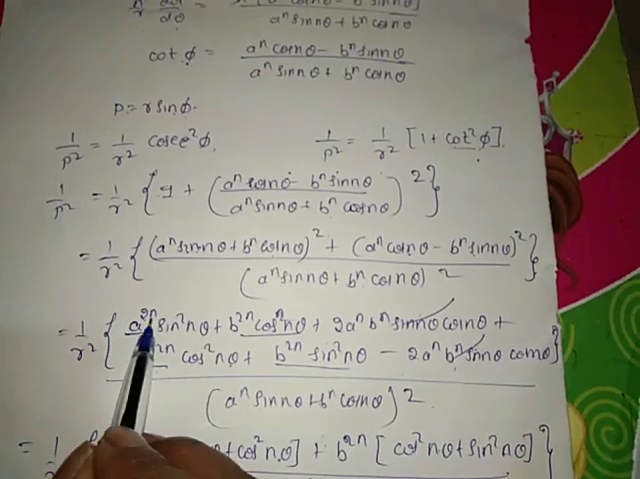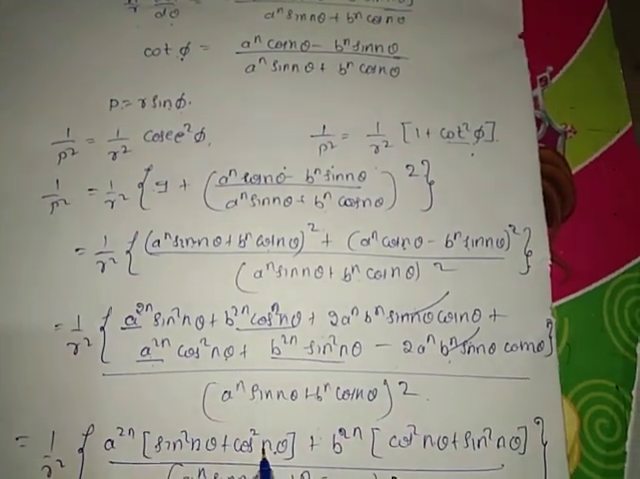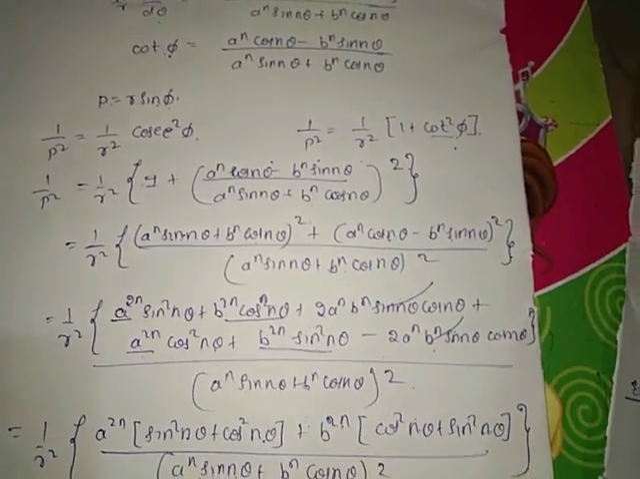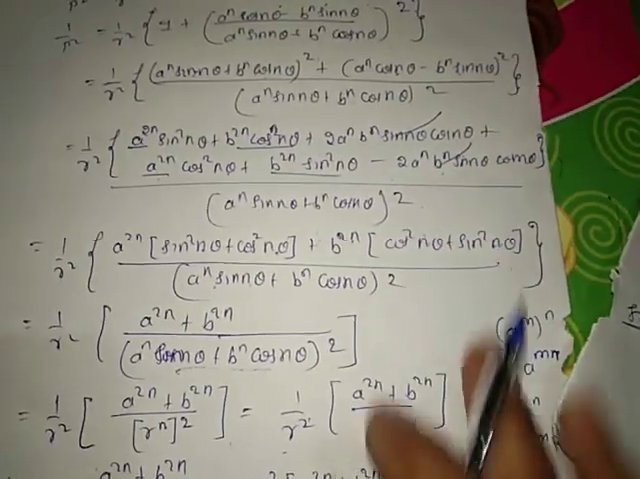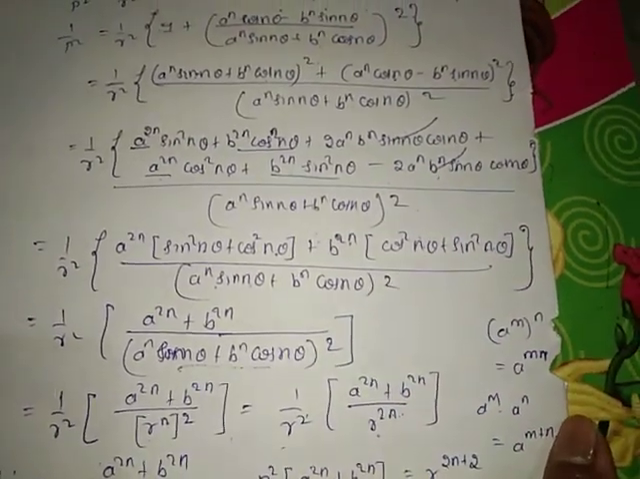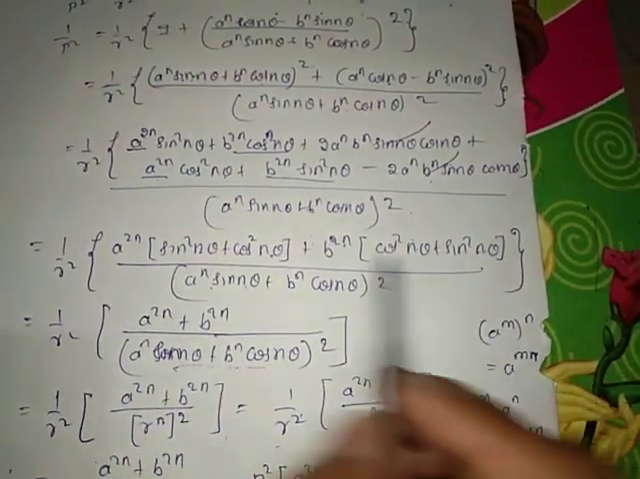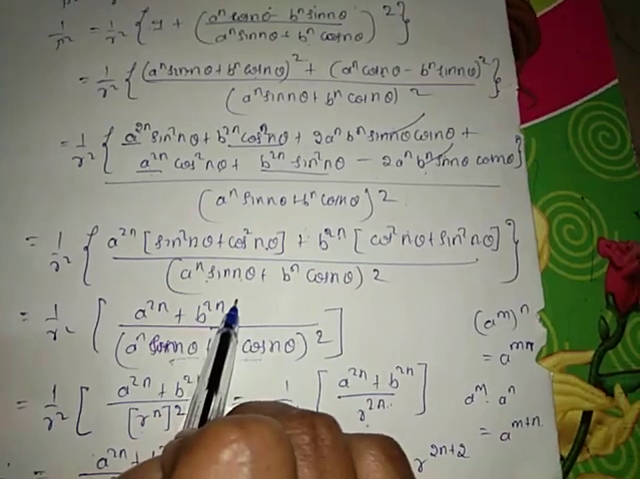Take a raised to 2n common. We get sin square plus cos square. Again b raised to 2n is common. Again we get cos square plus sin square. We know that sin square plus cos square equal to 1 if the angle is same. So we get this as 1 and this one is also 1. a raised to 2n plus b raised to 2n.